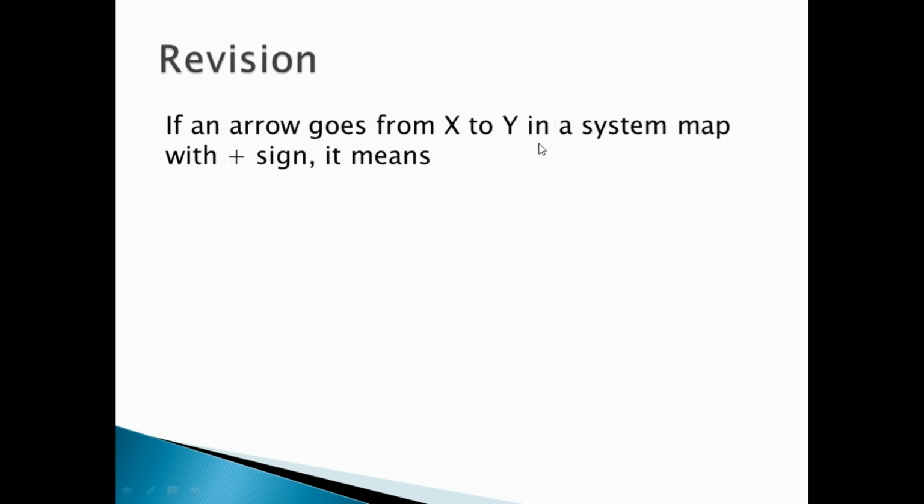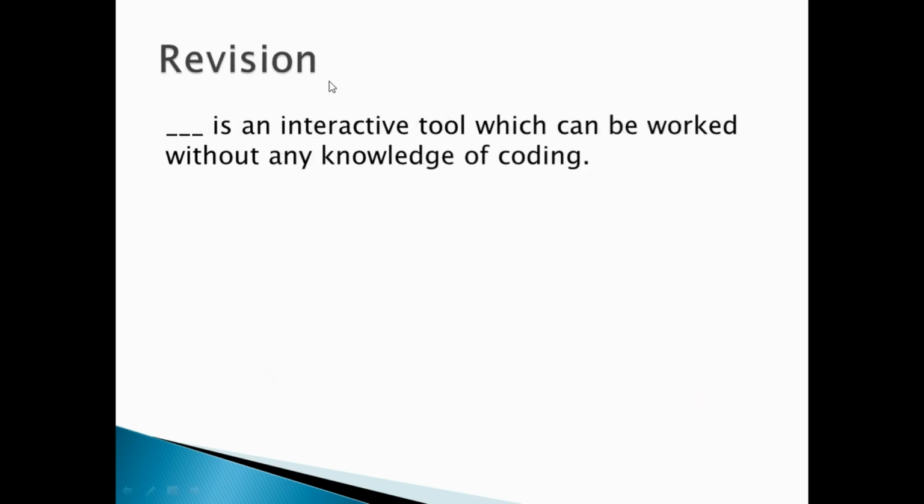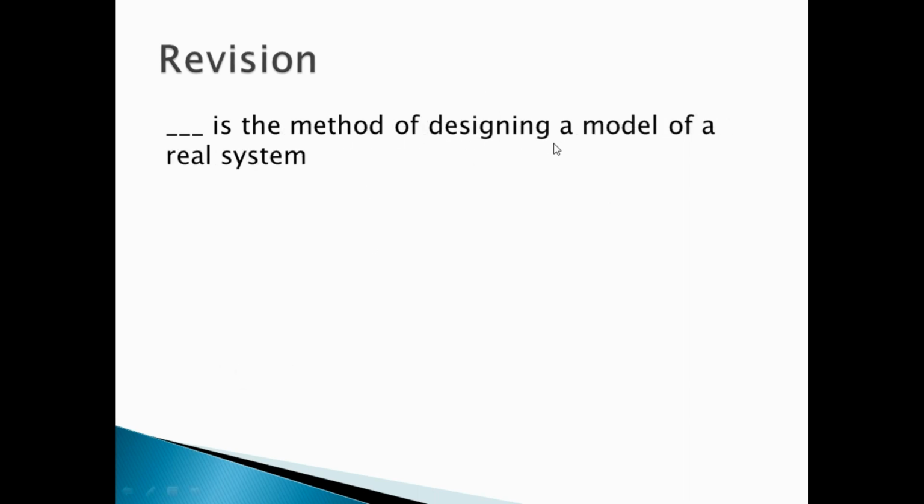If an arrow goes from X to Y in a system map with a plus sign, it means as X increases, Y also increases. Dash is an interactive tool which can be worked without any knowledge of coding. So, we know about a tool that is Loopy. Loopy is an interactive tool using which I can work on system maps. Dash is the method of designing a model of a real system. I develop a model of what I want to do, and that will be simulation.